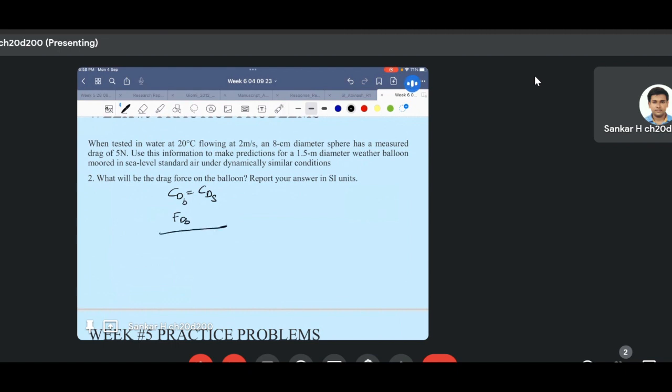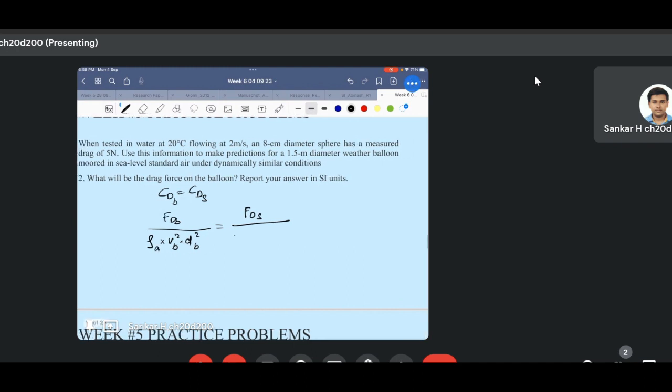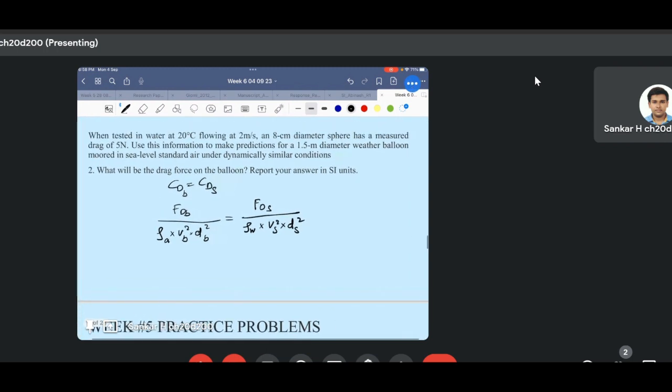FdB divided by, and we know the equation for drag force: you have the density of air times the velocity of the balloon square times the diameter of the balloon square, which should be equal to the drag force on the sphere. Similarly, here the density of water comes, times the velocity of the sphere in the water squared, times the diameter of the sphere squared.